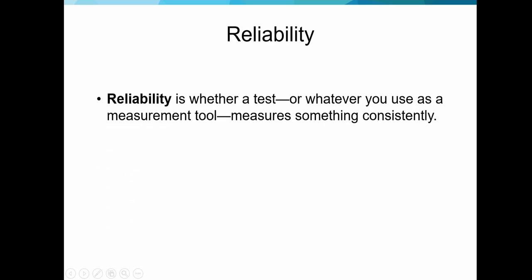This lecture video is going to focus on reliability. Reliability is consistency. That's the key word you want to take away with reliability. Whatever you are using, a test or some kind of measurement tool, does it measure consistently? Think about a stopwatch. If you're going to measure the time it takes somebody to run a mile, you need a stopwatch that is reliable, that will give a consistent measure of that time.